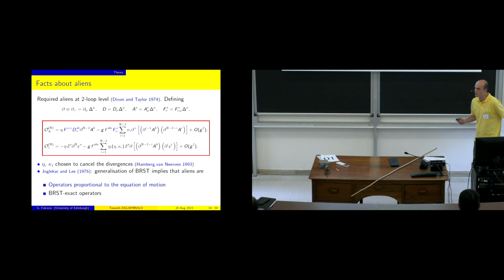This problem was first attacked in Yang-Mills, again a long time ago, but only at two-loop level. These people, Dixon and Taylor, wrote down a basis for the alien operators that you need. This is the structure in terms of field strengths and explicitly gluon fields. And these constants, eta and k, have to be computed or appropriately chosen to cancel the divergence. So this is really the mixing that you need to compute. The first calculation of these mixing constants can be found here, for instance.